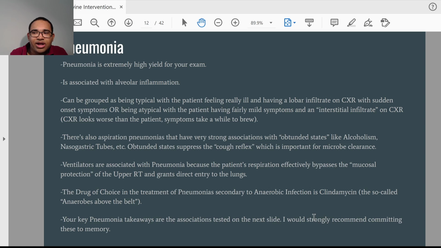because essentially, the person's respiration is bypassing the airway, the mucosal protective mechanisms that constitute your airway, right? So it's like you have this tube down your throat that is just sending the bugs right down to your lungs, right? So vents are associated with pneumonias. And again, if a person has an anaerobic pneumonial infection, you can give them clindamycin. It's pretty good for aspiration pneumonias, but again, you can use many other things, right?